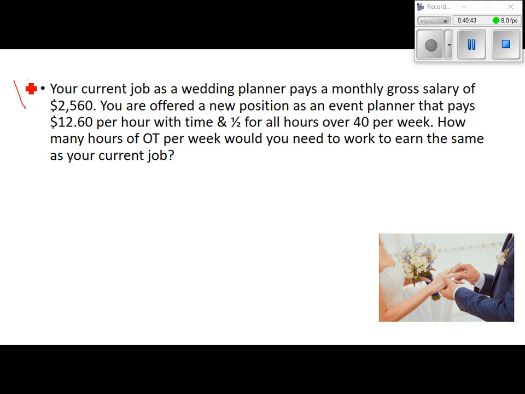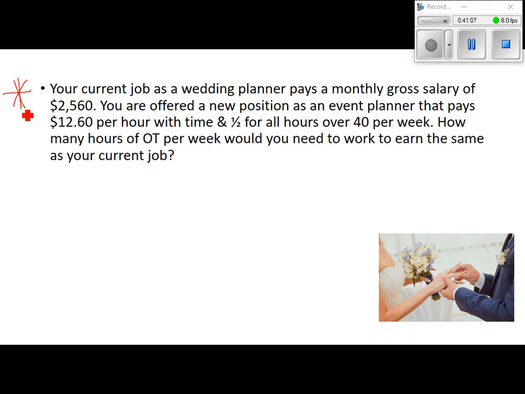Stuff like this is very important. You guys are going out and getting jobs here soon and are going to have to start working. You have to know, hey, right now I'm making this. If I go take this other job, am I going to be better off or worse off? You have to be able to figure this out.